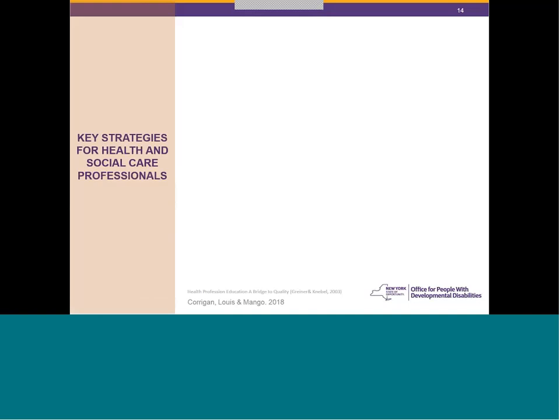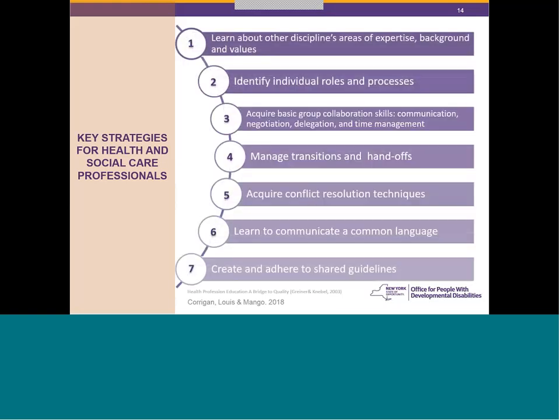As MSCs transition to a care manager's role, their role as health and social care professionals will evolve as they gain exposure to different disciplines in the medical and clinical fields. The expectation from care managers as culturally competent health and social care professionals will be that they start and continue to learn about other disciplines' areas of expertise, background, and values, identify individual roles and processes, acquire basic group collaboration skills such as communication, negotiation, delegation, and time management, manage transitions and handoffs using the right resources such as health information technology, acquire and retain conflict resolution techniques, learn to communicate a common language, and create and adhere to shared guidelines.